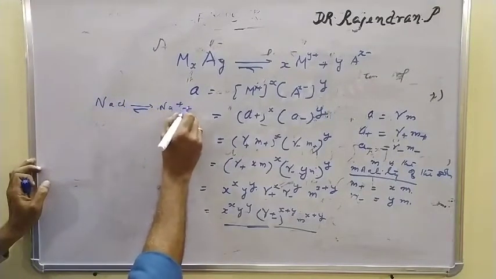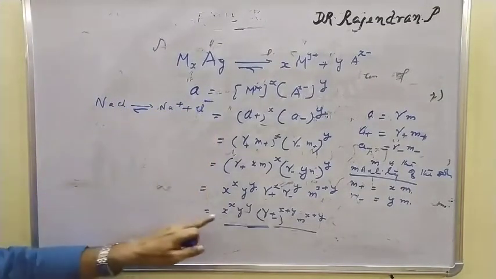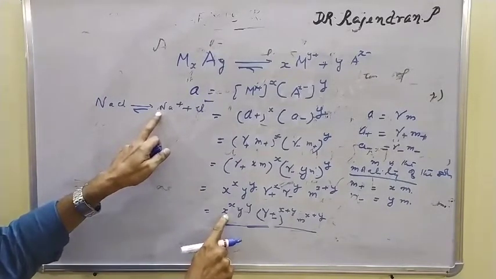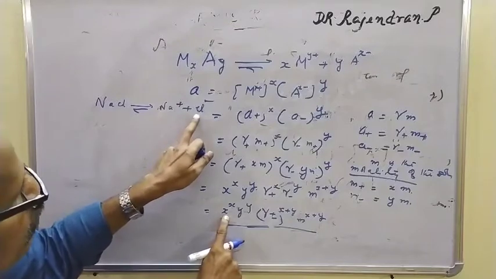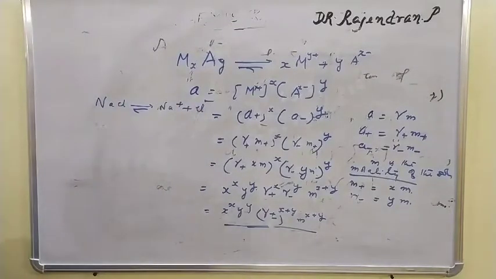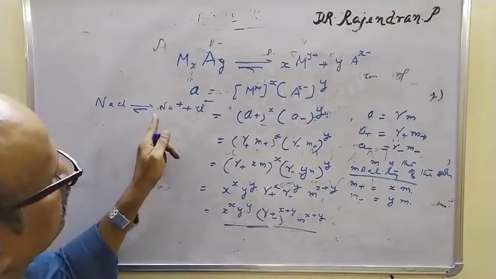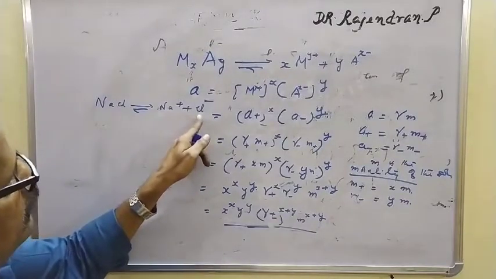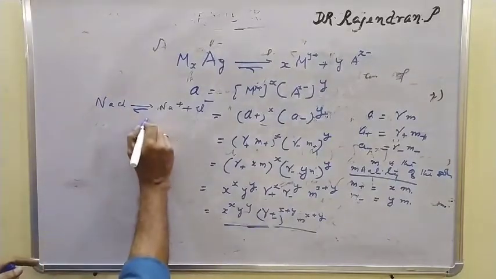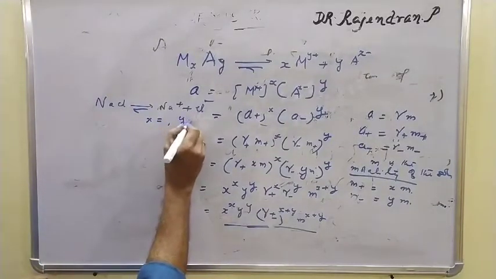Na+ Cl−, we can write this. Here, x is the number of positive ions and y is the number of negative ions. You don't look into the charge here; you just write this number. One Na+ and one Cl− is a univalent electrolyte. For a univalent electrolyte, x is 1 and y is 1.